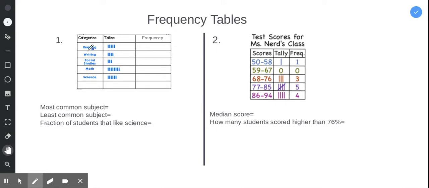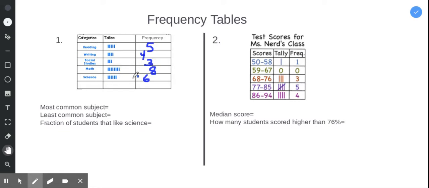You can tally up how many people said reading, and then you would write down the frequency, which is the number. So how many people said reading? That would be 1, 2, 3, 4, 5. So I would have 5 there. Writing, 1, 2, 3, 4 people said that writing was their favorite. 3 people said social studies. 1, 2, 3, 4, 5, 6, 7, 8 said math. And 1, 2, 3, 4, 5, 6 said science.